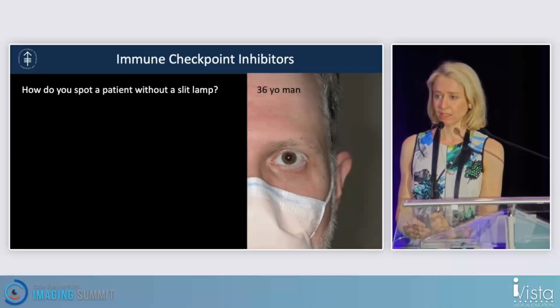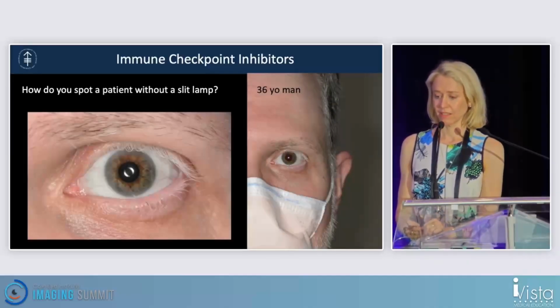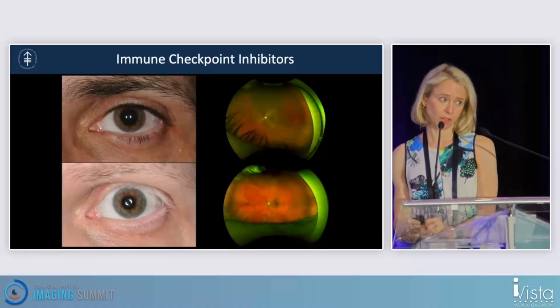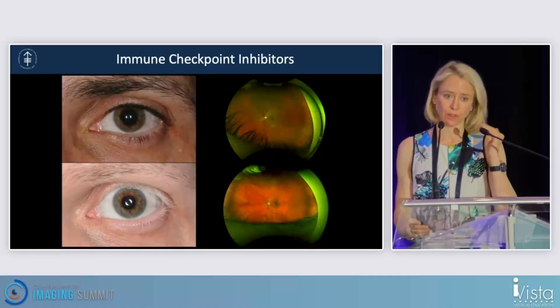So here's a hint. There's poliosis, there's vitiligo. This is what he looked like before he was on the immune checkpoint inhibitor. That's what he looked like afterwards. So these patients can have profound vitiligo.